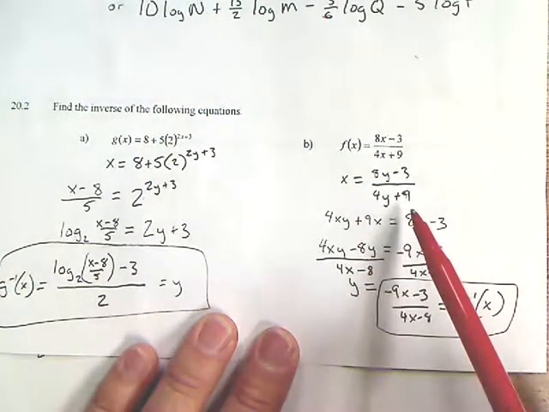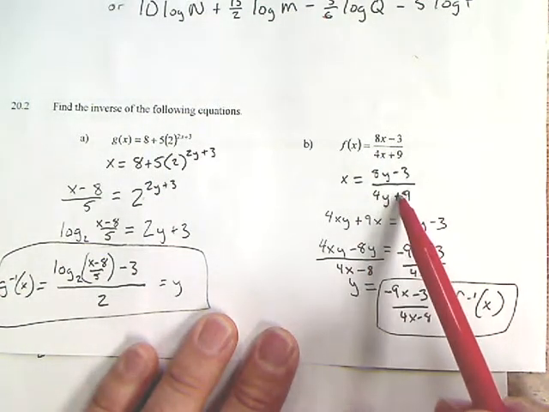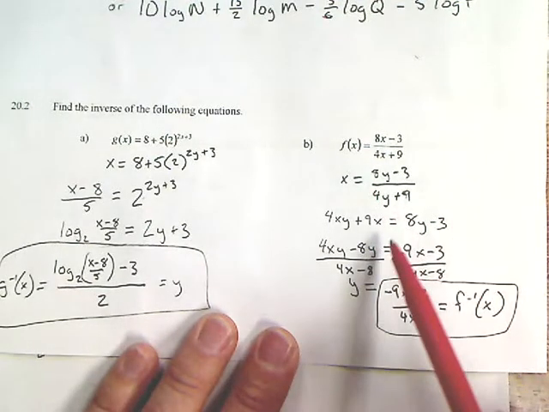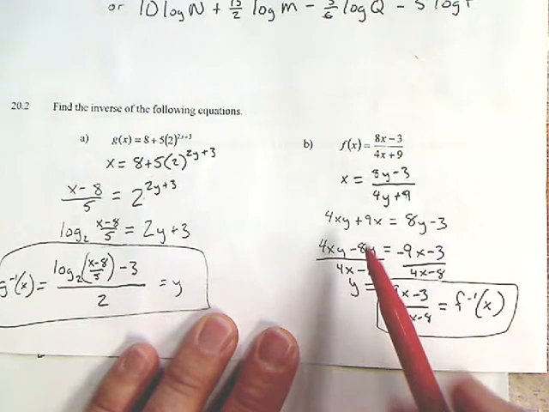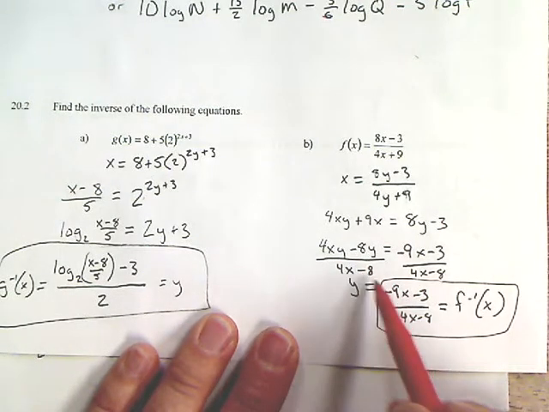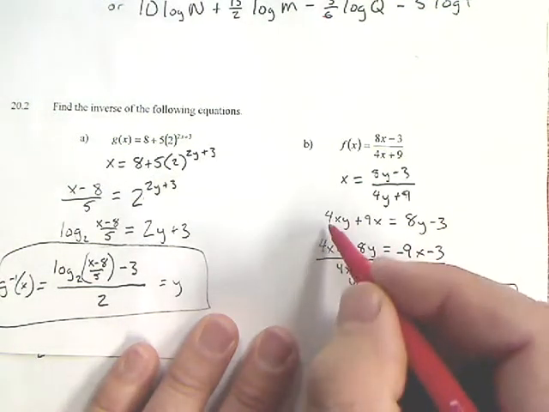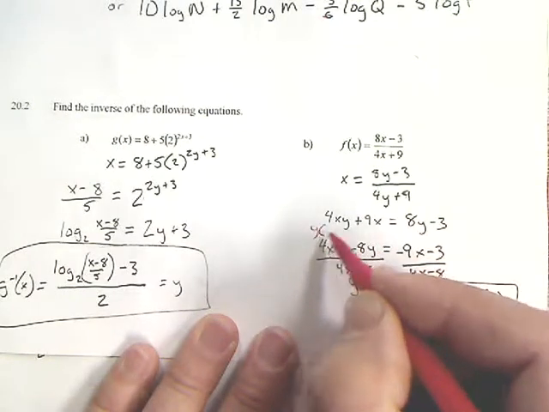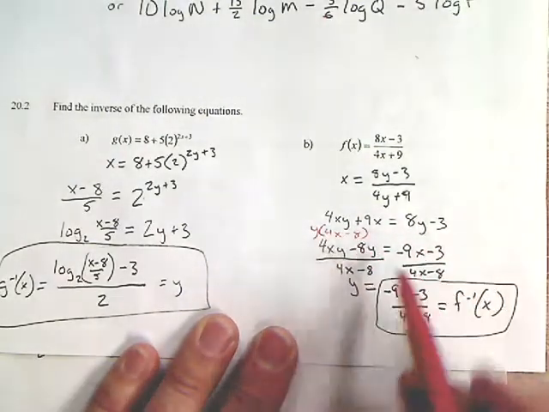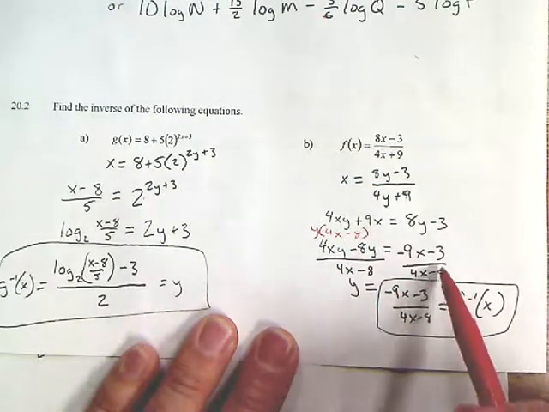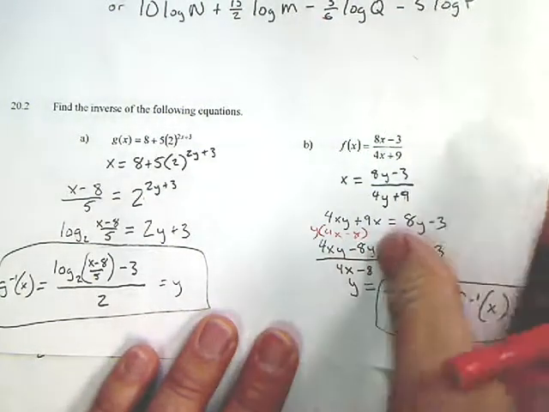Switch the x's and y's. Multiply by the common denominator. I factored out a y. I didn't show it here. The step in between would be y, and then you would have 4x minus 8 divided by 4x minus 8 on each side. And there you go.